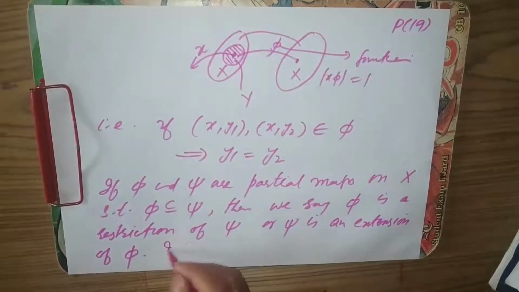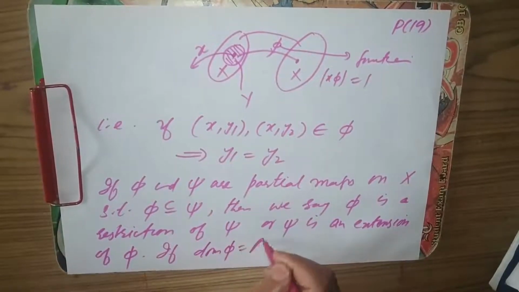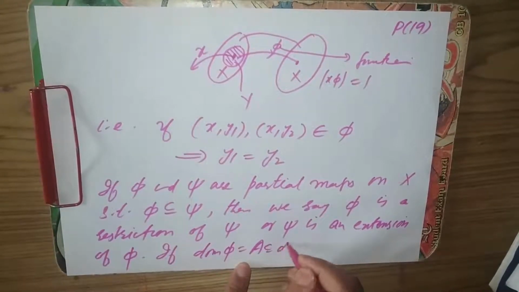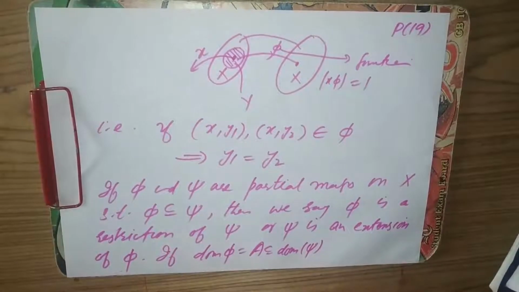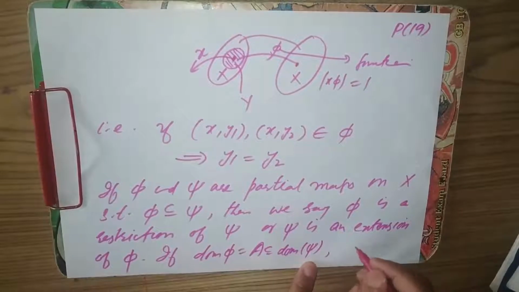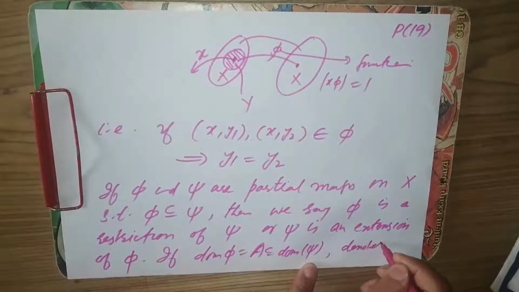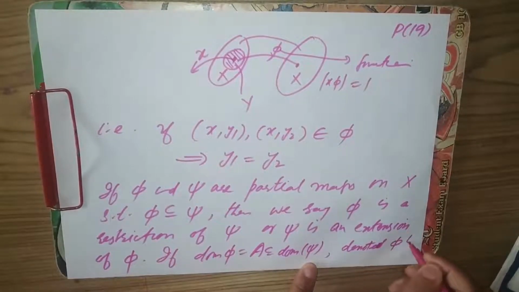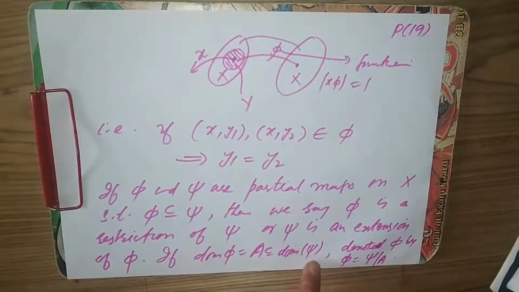And suppose the domain of phi is equal to A, which is a subset of the domain of psi, because phi is a subset of psi, so the domain of phi must be a subset of the domain of psi. Then we denote phi by phi equal to psi restricted to A. So phi is the restriction of psi on A, where A is a subset of the domain of psi.